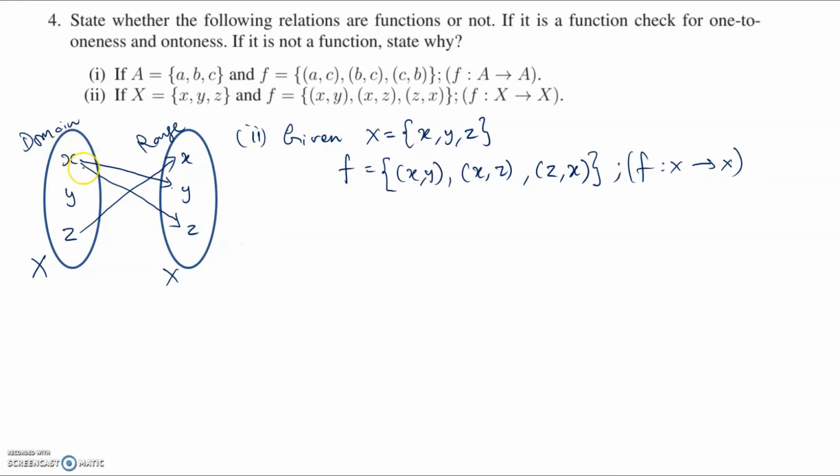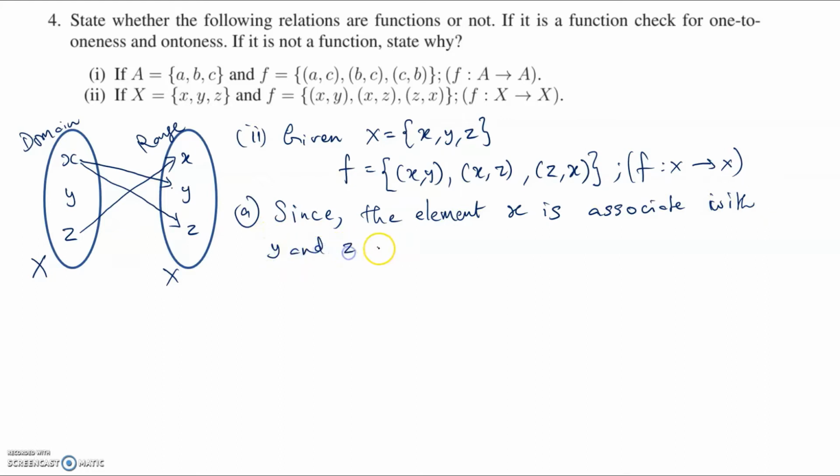So this is not a function because x is associated with two elements in the range. Therefore, it is not a function. So for part one of the question, since the element x is associated with y and z in the range, f is not a function. So therefore, you don't have to talk about one-to-one or onto-ness because it's not a function at all.